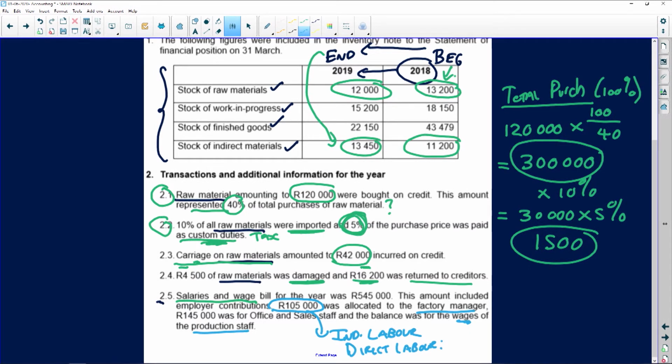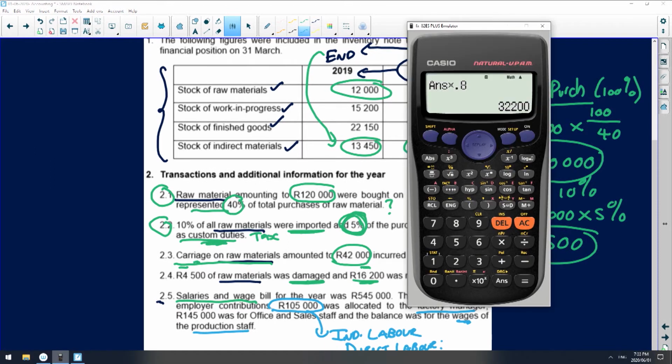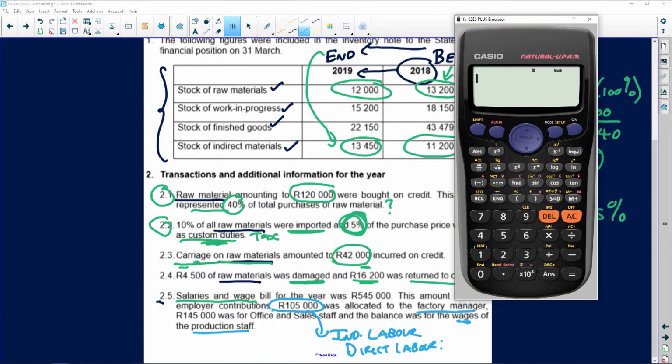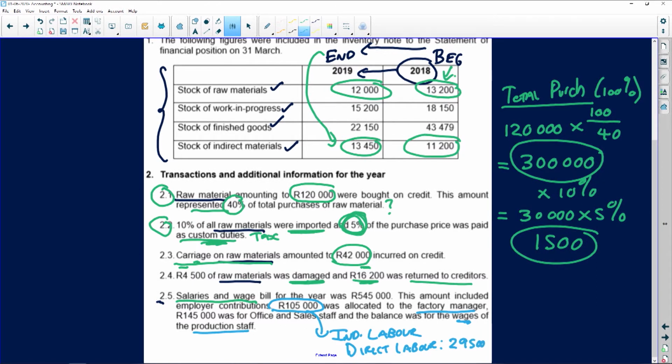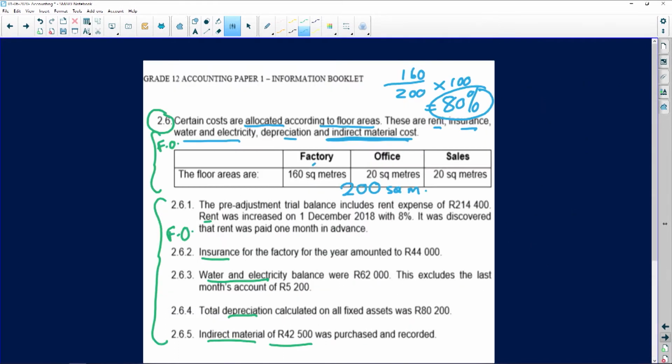Let's calculate direct labor, and we can fill that into our production cost statement at the same time since we're looking at the calculation. 545,000 is the total salary and wages for the year. I'm going to subtract the salary paid to the manager, 105,000, minus the salary paid to the office and sales staff, 145,000, and the factory workers' wage is 295,000. Remember, indirect labor will be the 105,000, your direct labor 295,000. So let's fill in these figures.